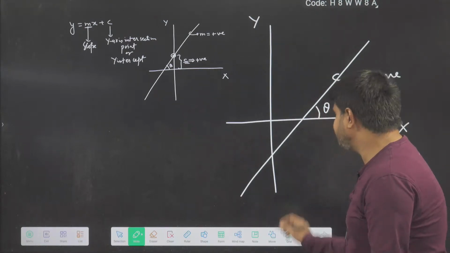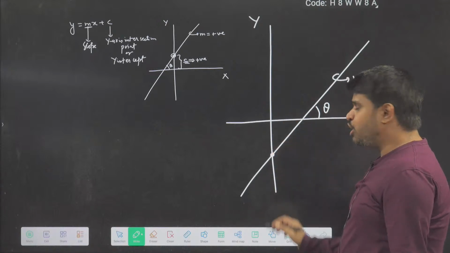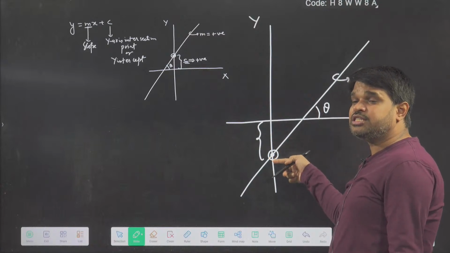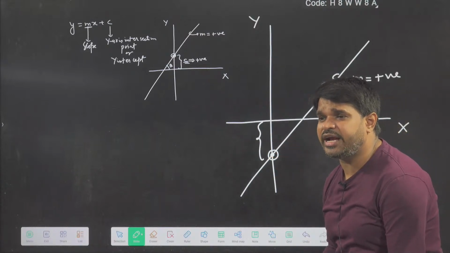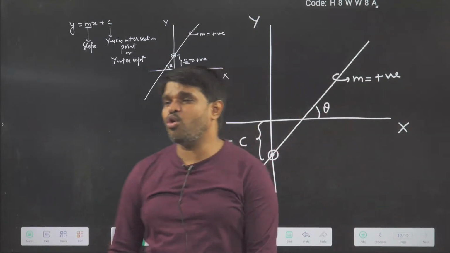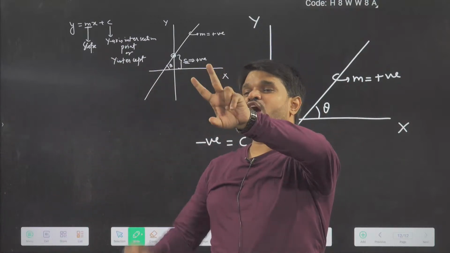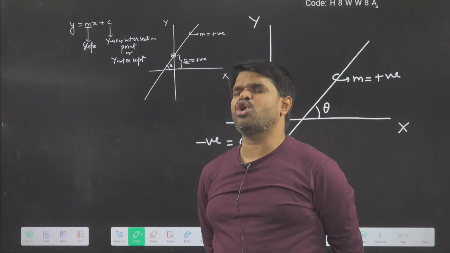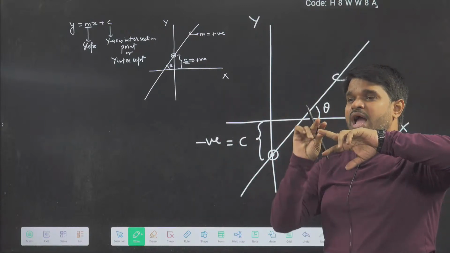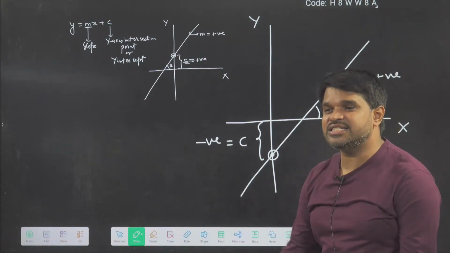Now again understand, it is cutting the y-axis below the origin. So the y-axis intersection point is below the origin. So this C value on y, is it positive or negative? C is going to be what? Negative. Okay. So now I hope you understood the meaning of both terms. So what two quantities are required to draw any line? Not any line, almost every line. Its slope and its y-axis intersection point.